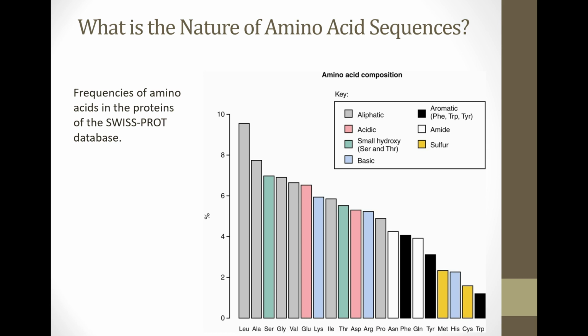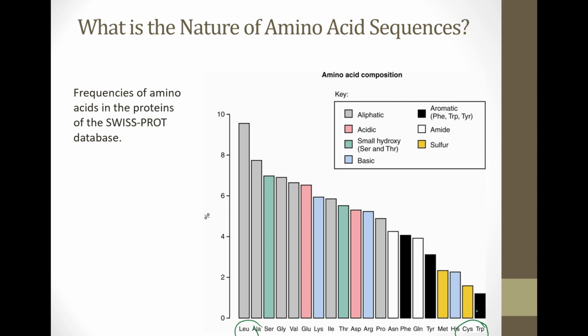And this is just a quick description of the relative composition frequency that you'll see amino acids in different proteins. And you'll see that leucine and alanine, for instance, occur very frequently, but tryptophan and cysteine much less frequently. So all amino acids don't occur in the same frequencies.